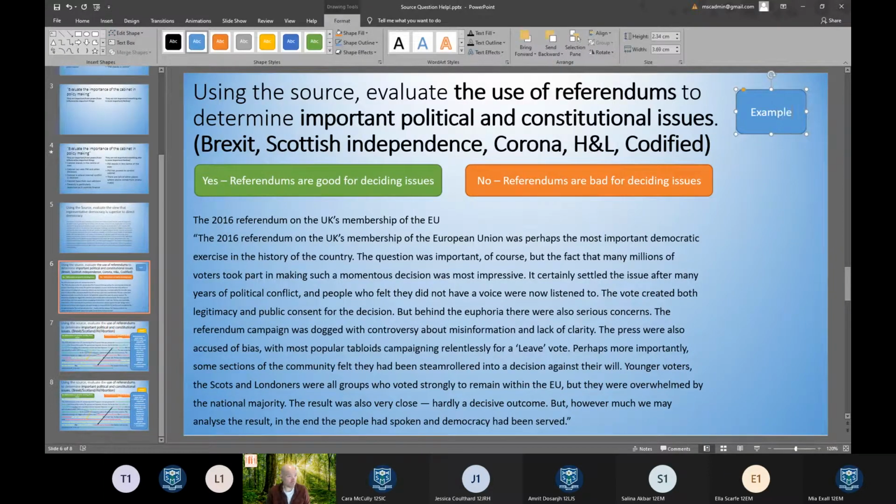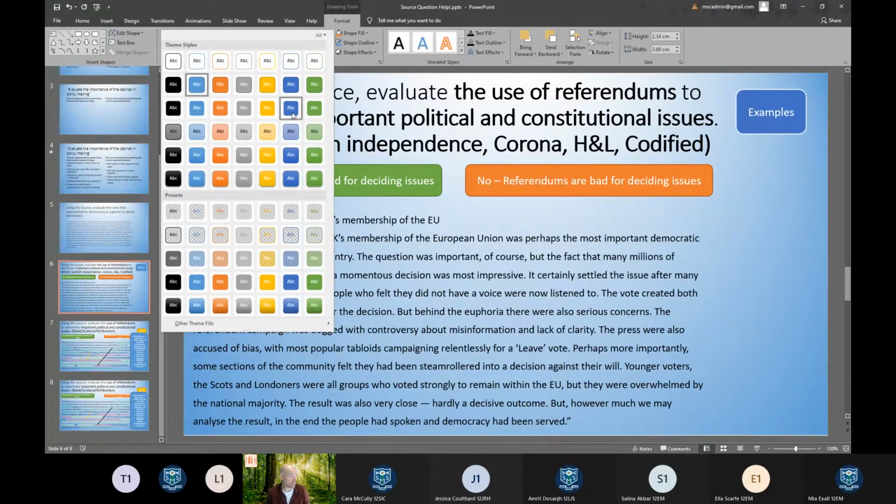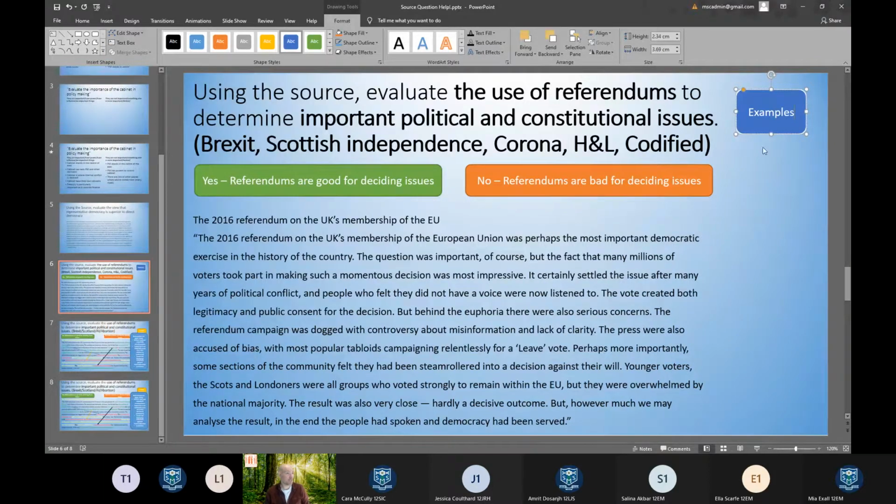And I'm just going to have another color for any useful example that I think I might want to use in the essay that the source gives me. I'll use blue for that. So am I ready to start looking at the source yet?